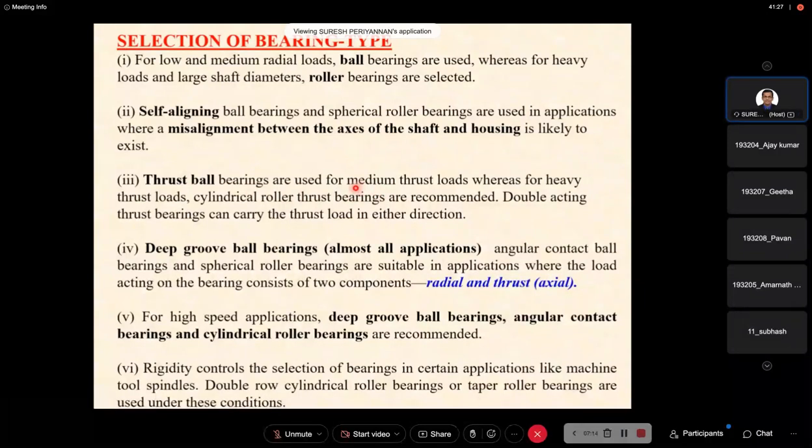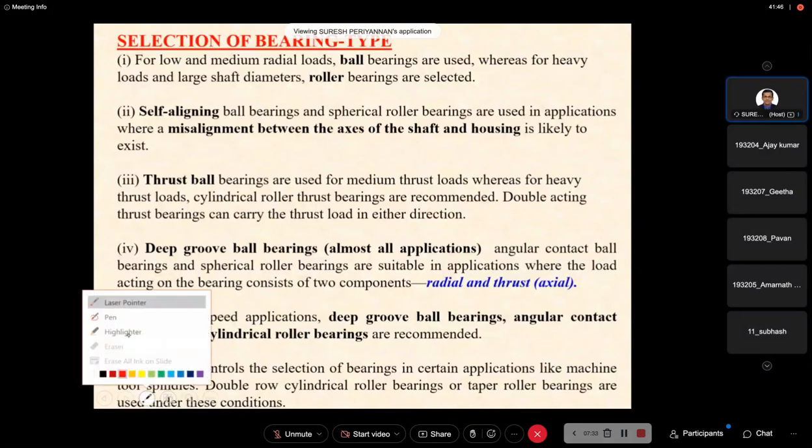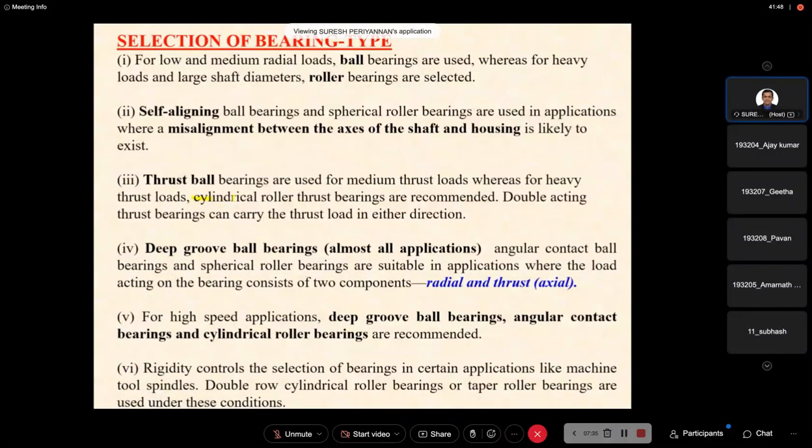Thrust ball bearing is for medium thrust loads, whereas for heavy thrust loads, we use cylindrical roller bearing. I mean, thrust ball bearing can be used in medium thrust loads, but for heavy thrust loads, we have to use the cylindrical roller bearing. It's simple theory, not a difficult one. For medium thrust loads, we use thrust ball bearing. For heavy thrust loads, we use cylindrical roller bearing.